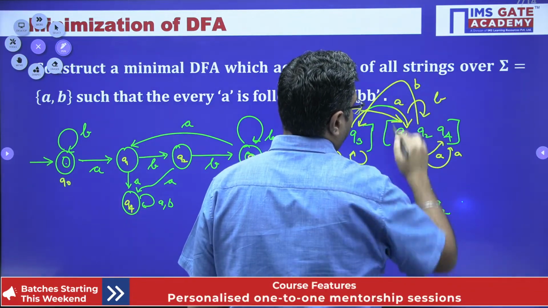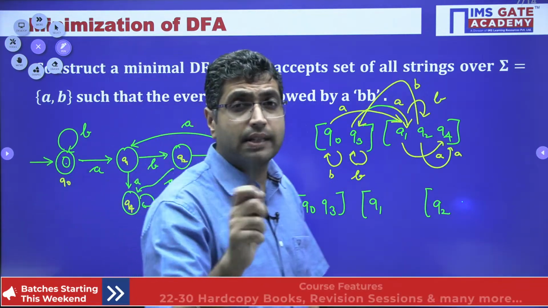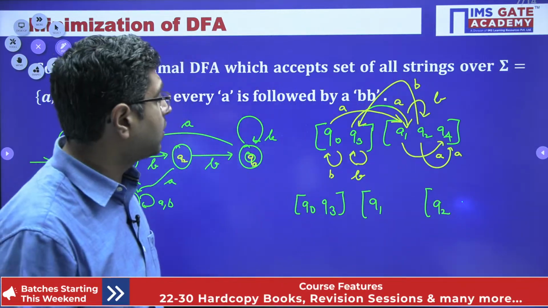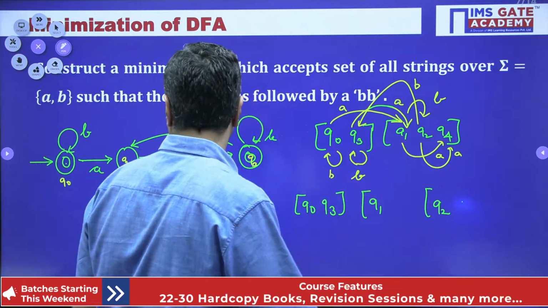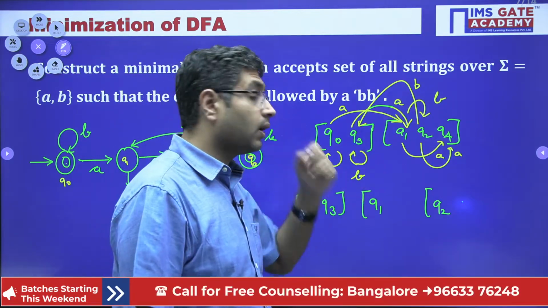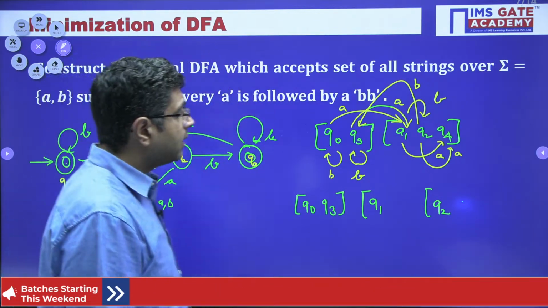So again the set's behavior is different, therefore I have separated Q1 and Q2, because on A they are remaining in the same set, but on B, Q1 is going to Q2, which is in the same set, but Q2 on B is going to Q3, which is not in the same set. Are you getting this point? Right? Now let's see the Q4's behavior.